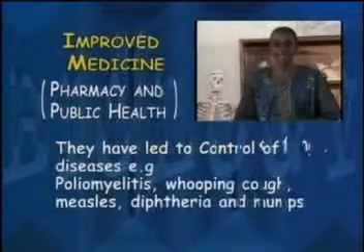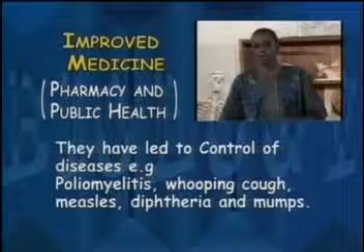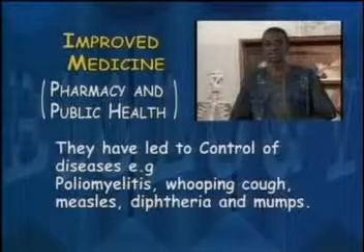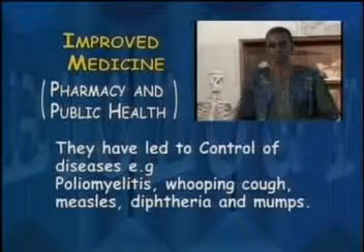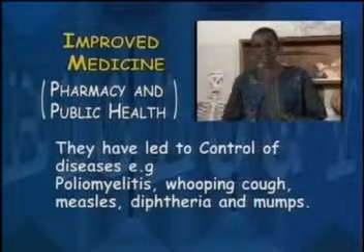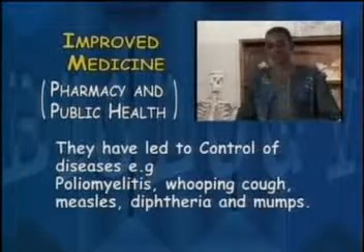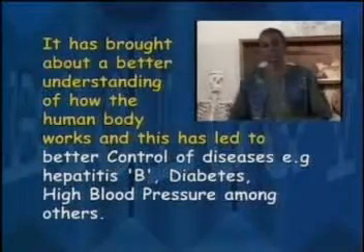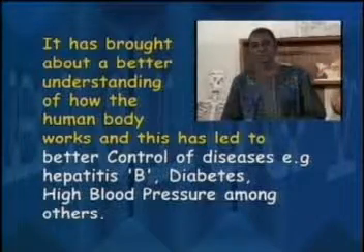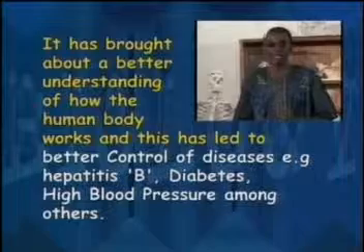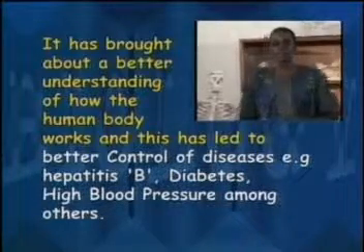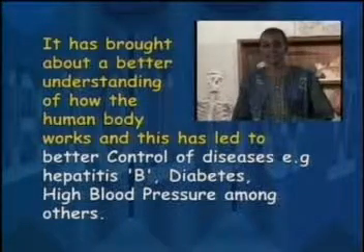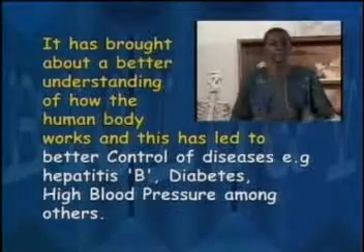The next point is that medicine, pharmacy, and public health have led to the control of diseases like poliomyelitis, whooping cough, measles, diphtheria, and mumps. The next point is that knowledge of biology has brought the understanding of how human body works. And this has led to the control of diseases like hepatitis B, diabetes, high blood pressure, among others.